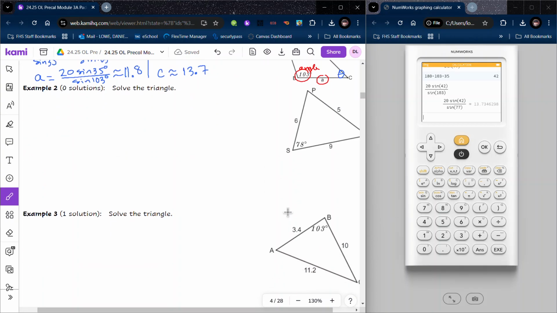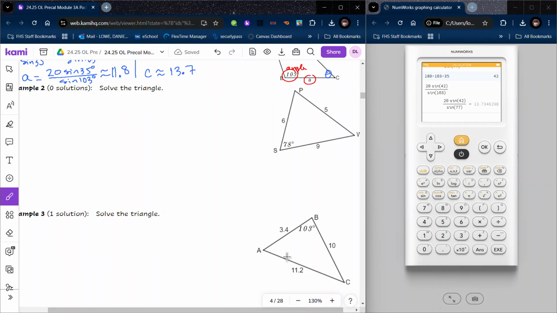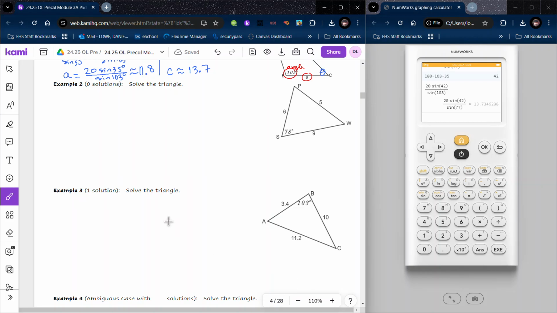Okay. If we look at our next example, we want to solve this next triangle. Let's go ahead and move over. I'll make this just a touch smaller so we can see. So we have our triangle that we're trying to solve, and we're told here that we're going to have no solutions. But let's just play with this a little bit.